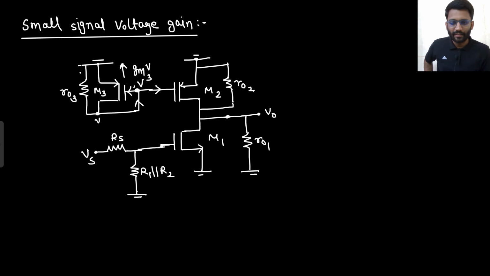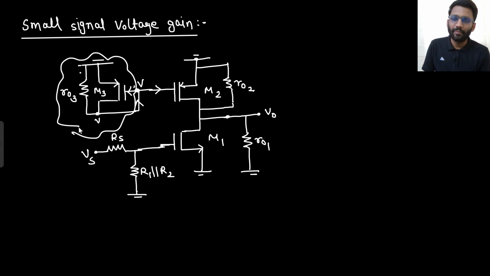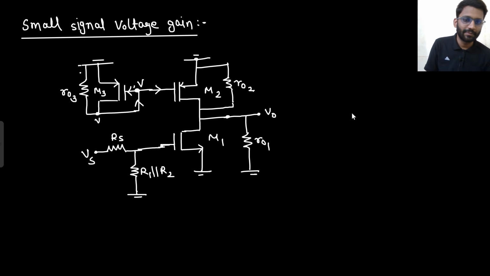Or you can directly say, from V to ground I see 1 by GM, from V to ground I see R0 3. So this much of circuitry will be replaced by simple resistance. This much of circuitry here will be replaced by simple resistance. From V to ground, what do you see? 1 by GM3 parallel with R0 3.